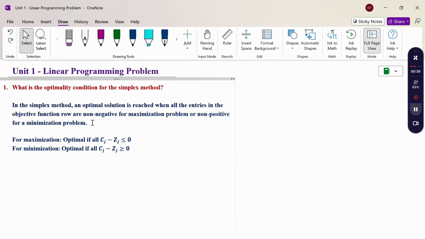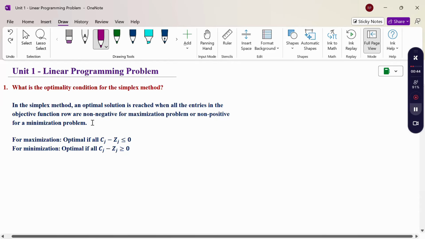So for maximization, the optimality is reached if all Cj minus Zj is less than or equal to 0. In minimization, optimality is reached if all Cj minus Zj is greater than or equal to 0.